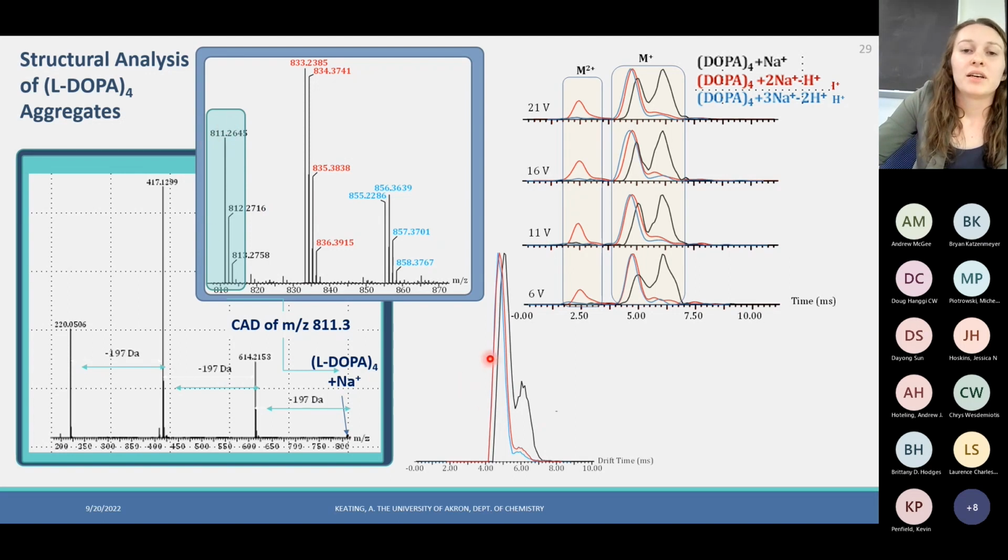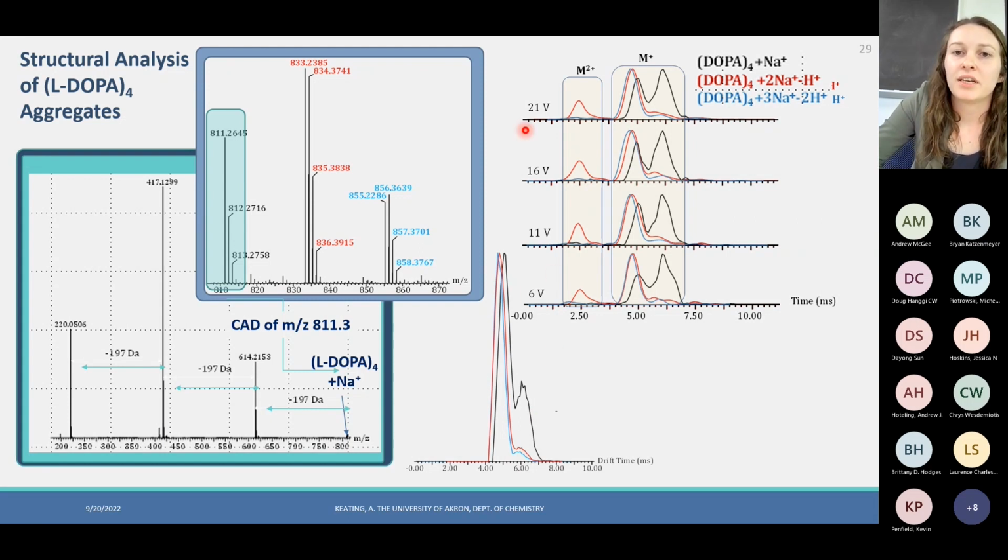If we look at the arrival times for those species, we can see that 811, being the singly sodiated, exists as two separate conformations, and the doubly sodiated and triply sodiated, each undergoing hydrogen exchanges to maintain their singly charged state, favor this more compact, smaller structure, indicating a kind of stabilization or packing favorability from the increased sodium.